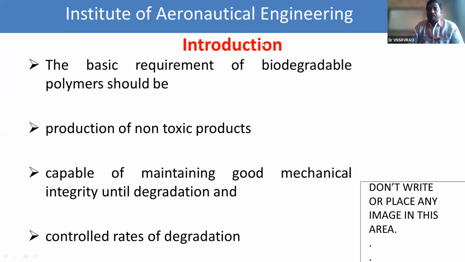And now we see the basic requirements of the biodegradable polymers, that is the production of non-toxic compounds. That means they are not harmful to human beings, and they maintain good mechanical strength up to the degradation step. The degradation process involves a stepwise process, and at each and every step we control the rates of the degradation. Okay, and this is about the definition and introduction of biodegradable polymers.